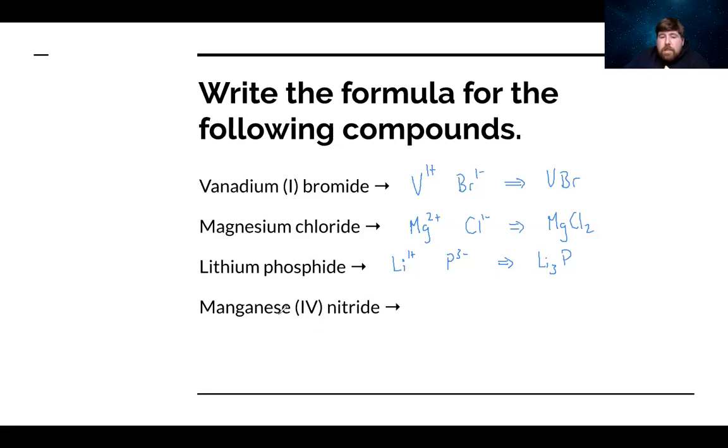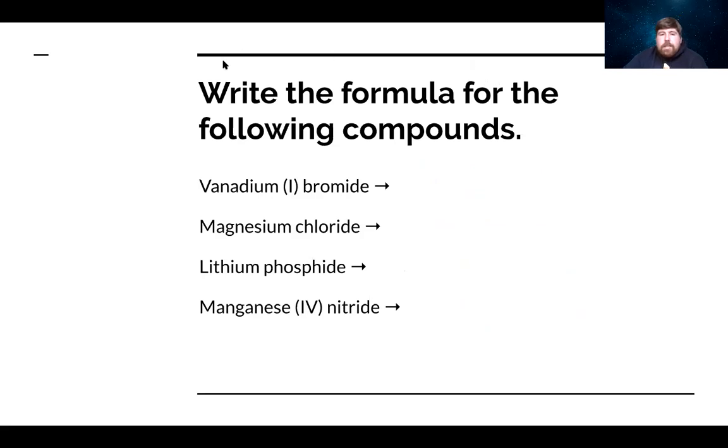And then the last one here is manganese(IV) nitride. Remember, manganese(IV) tells us that manganese has a charge of 4+. Nitride, being in the third column, has a charge of 3-. Using the cross-down rule, it looks like we're going to be Mn3N4. And we're using the quantity here to indicate the amount of the other one.